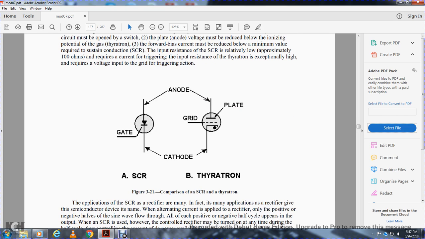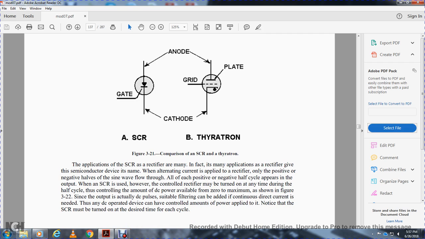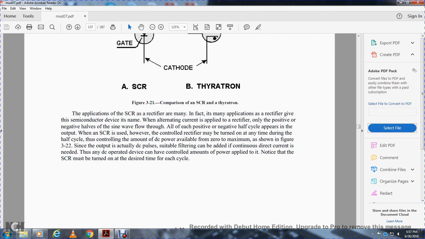Figure 3-21 shows the comparison of the silicon-controlled rectifier and the thyratron: the cathode, the anode, the grid, the gate, the plate. The silicon-controlled rectifier is on the left and the thyratron is on the right. In application, a silicon-controlled rectifier, like many rectifiers, would give the semiconductor device its name. With alternating current supplied, a rectifier passes only the positive half of the sine wave. The control rectifier, however, may be turned on at any time during the half cycle, controlling the amount of DC power available from zero to the maximum, shown in Figure 3-22.